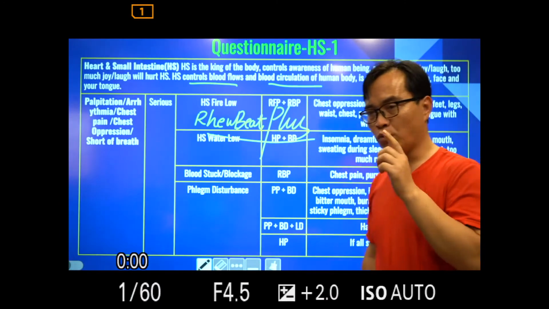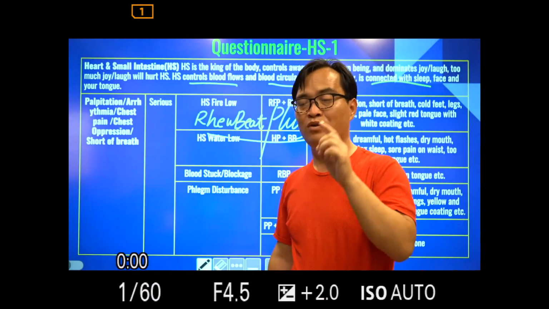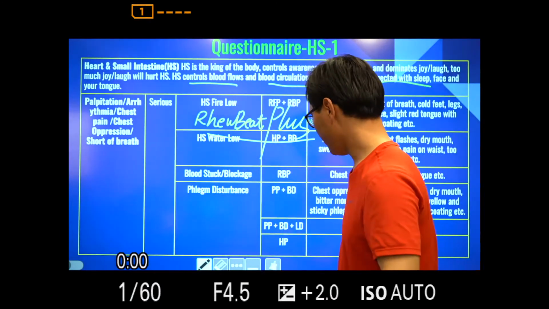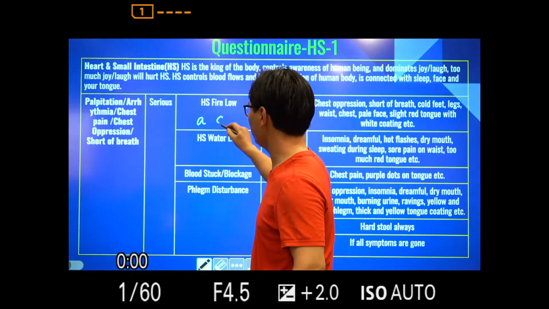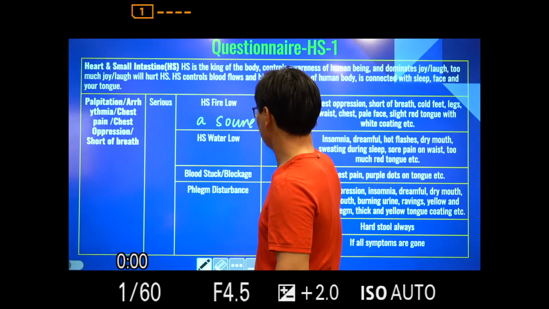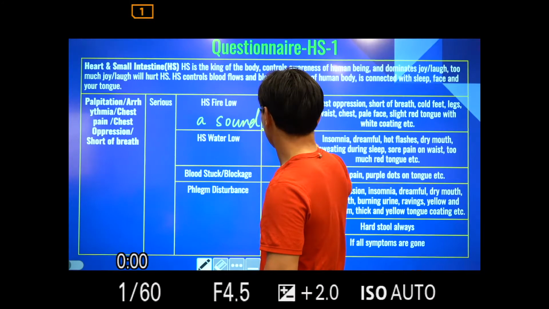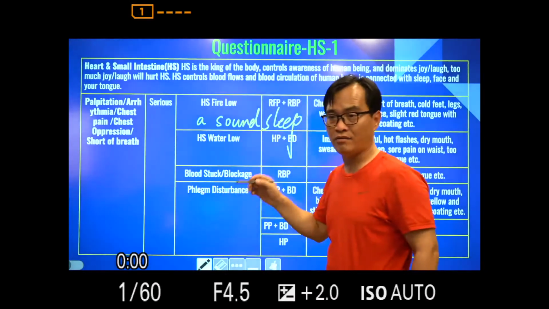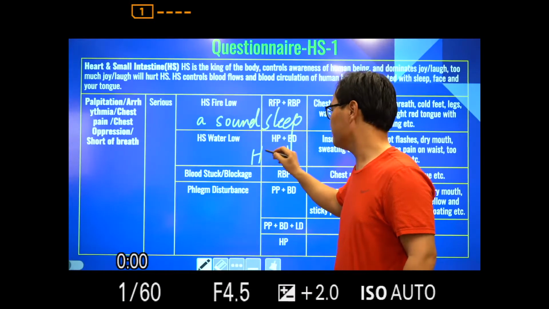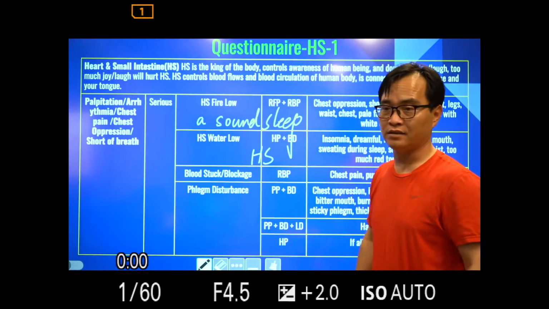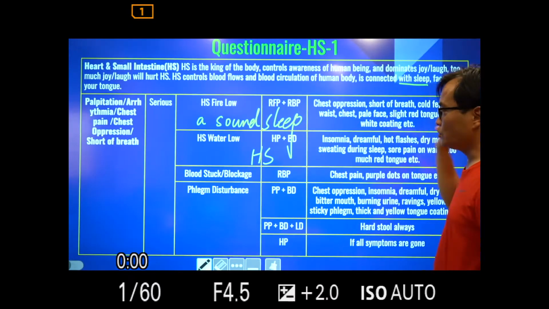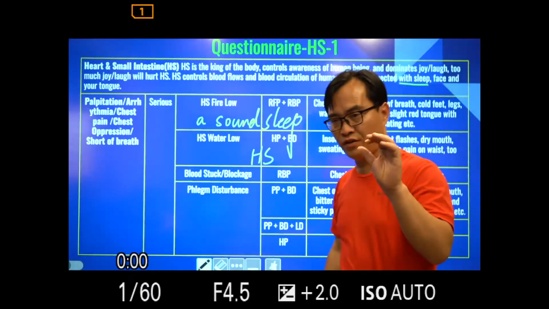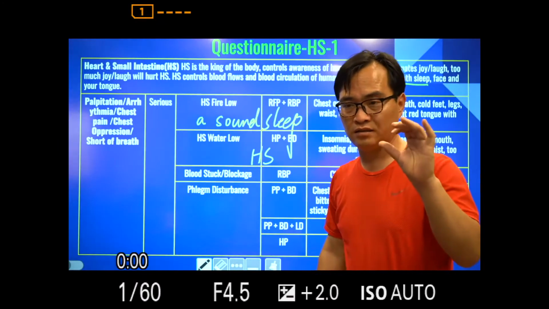So if people want to have a sound sleep like a baby, they must have a very good HS system. Very good HS. And also the face. The face is connected with the HS system directly.